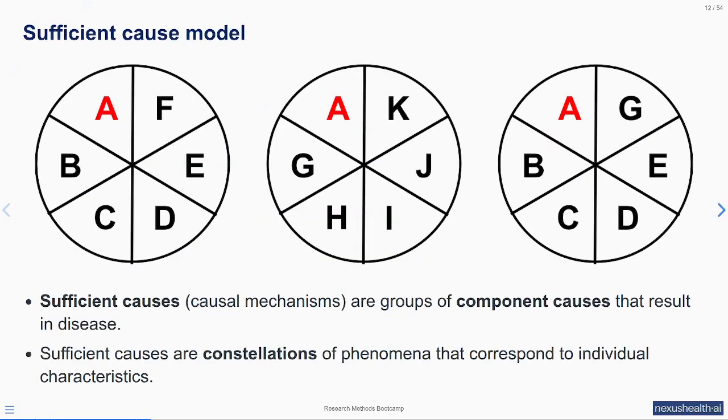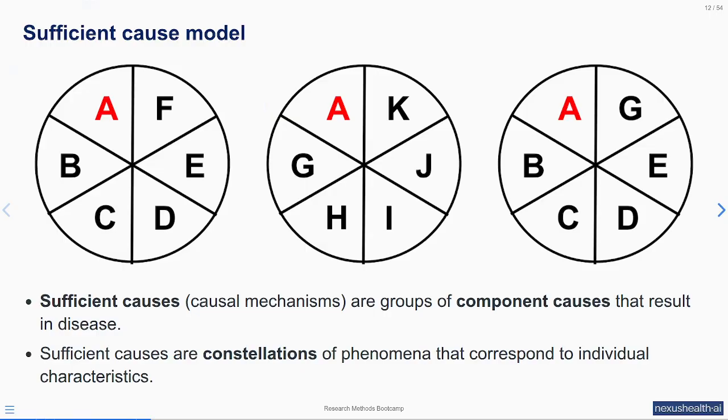What is the sufficient cause model? Sufficient causes, that is to say causal mechanisms, are groups of component causes that result in disease. So we need to understand that diseases are most often not caused by just one cause, but rather groups of causes.